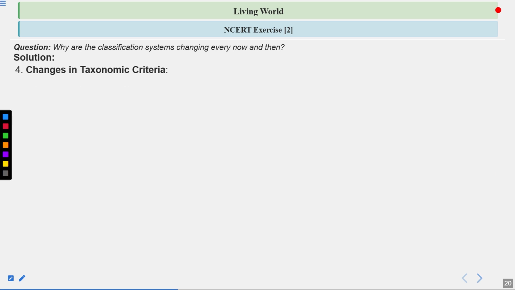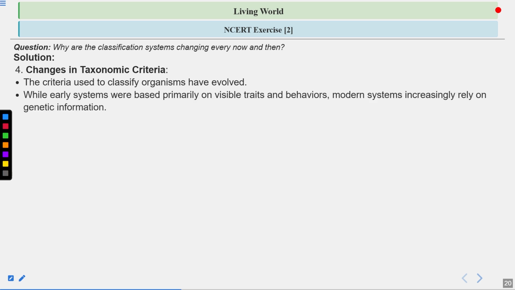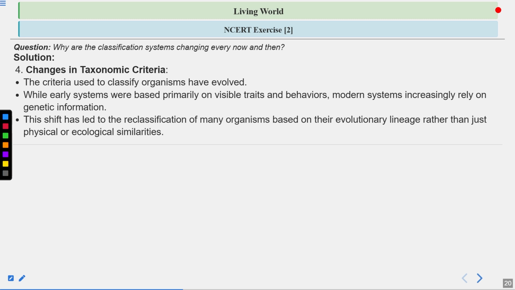Next one, change in the taxonomic criteria. The criteria used for classifying organisms have evolved. Earlier systems were based on just visible traits, meaning morphology as well as behavior, whereas modern systems rely on genetic information, or molecular data, or cytology, and biochemical studies. This shift has led to reclassification of many organisms, because now we are looking at the genetic level, and we better understand the evolutionary relationship. So that's why there is again a need for reclassification now.